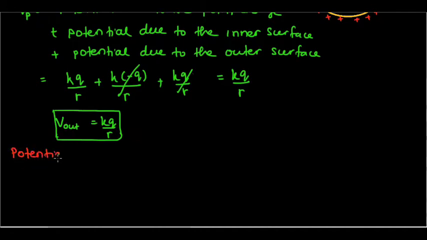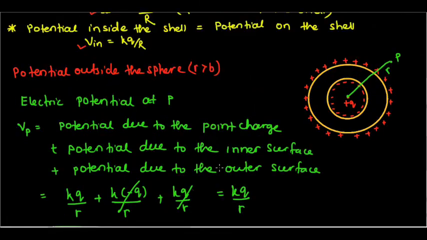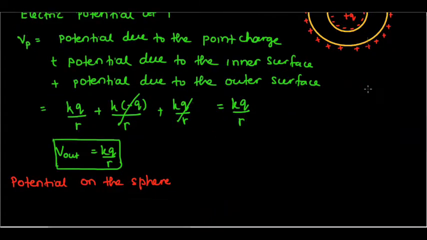Potential on the sphere. So if the point P lies on the sphere somewhere here, then the distance of the point P from the center will be equal to b. So I can write that r is equal to b.